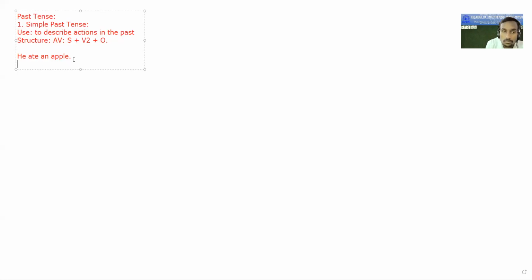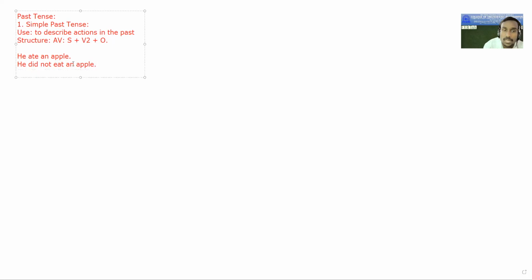He did not eat an apple. Should it be "did not eat" or "did not ate"? Here you should not use "ate", because we have already used "did". So this time you are using the first form of the verb, not the second. Here you used the second form, but here it is the first form. Why? Because we used "did", the helping verb. So, he did not eat an apple. That became your negative sentence.